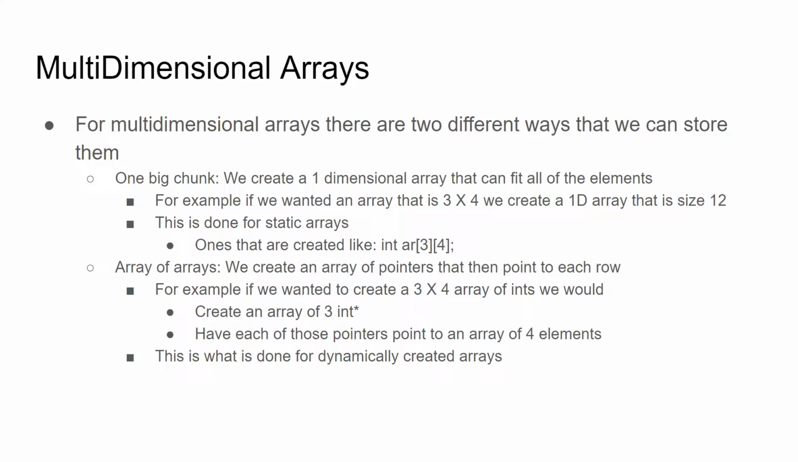You just make space for one single-dimensional array, one fat chunk, and then we just have to do some math to be able to locate the elements. This is what happens in C when you statically create arrays. So when you do something like int AR34, it's actually allocating one single fat chunk of memory for it, right? The other possibility is an array of arrays, which you'll see in a moment. What we do is we create an array of pointers, and then each of those pointers points to a row of our two-dimensional array. This is what's done in Python. This is what's done in Java. This is what's done in C and C++ when you dynamically allocate the space.